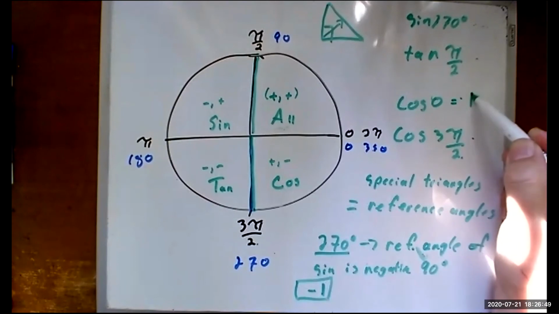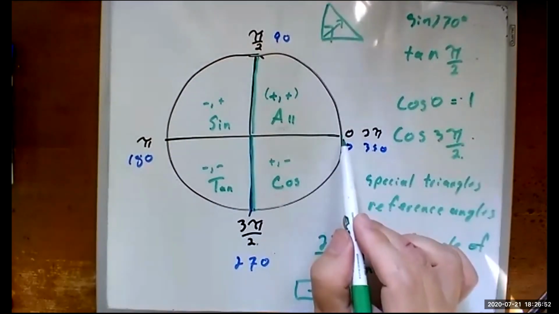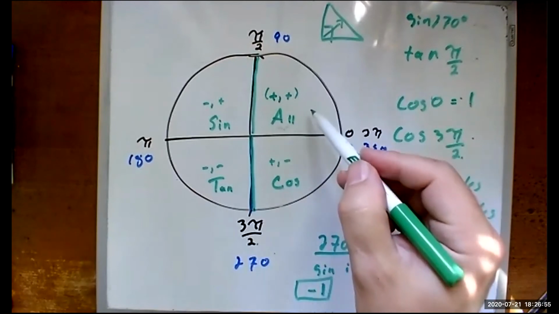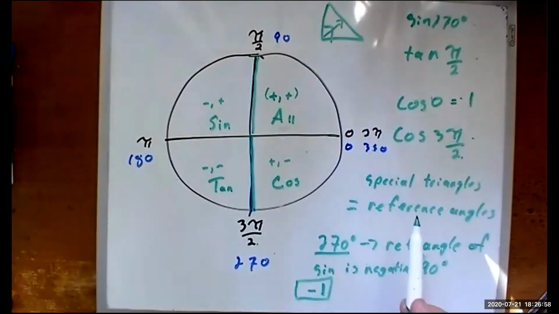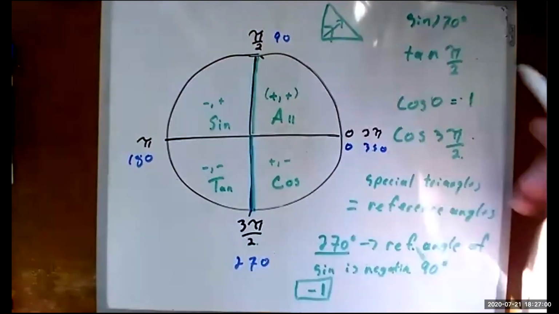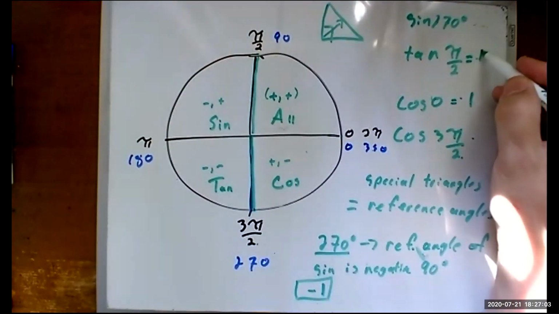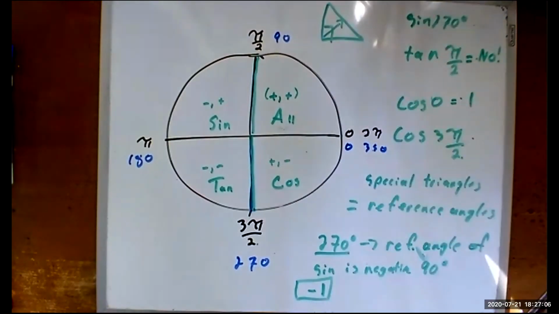Same thing ends up happening with each of these. With cosine of 0, we're going to end up at 1. And it's going to be positive because we're either in the first or fourth quadrant, and cosine is always positive there. Tangent of pi over 2 is undefined, or as I like to say, no. The reason for that is you end up dividing by 0. You're simply not allowed to divide by 0.